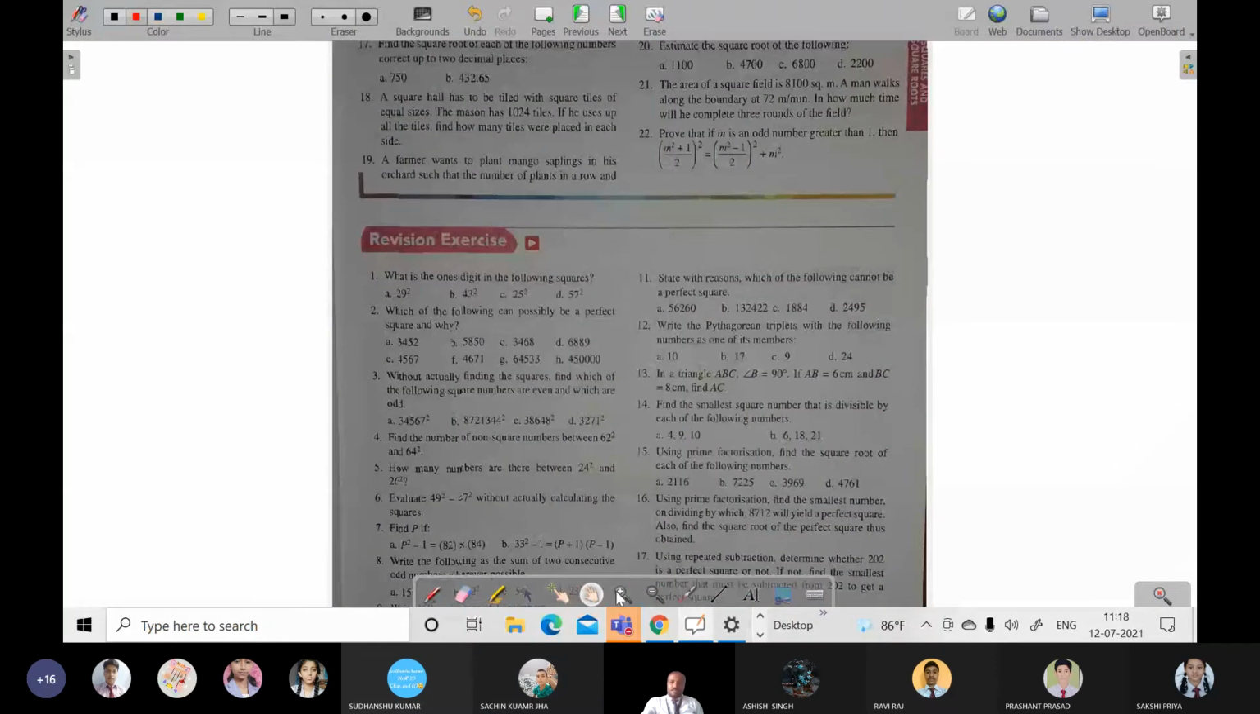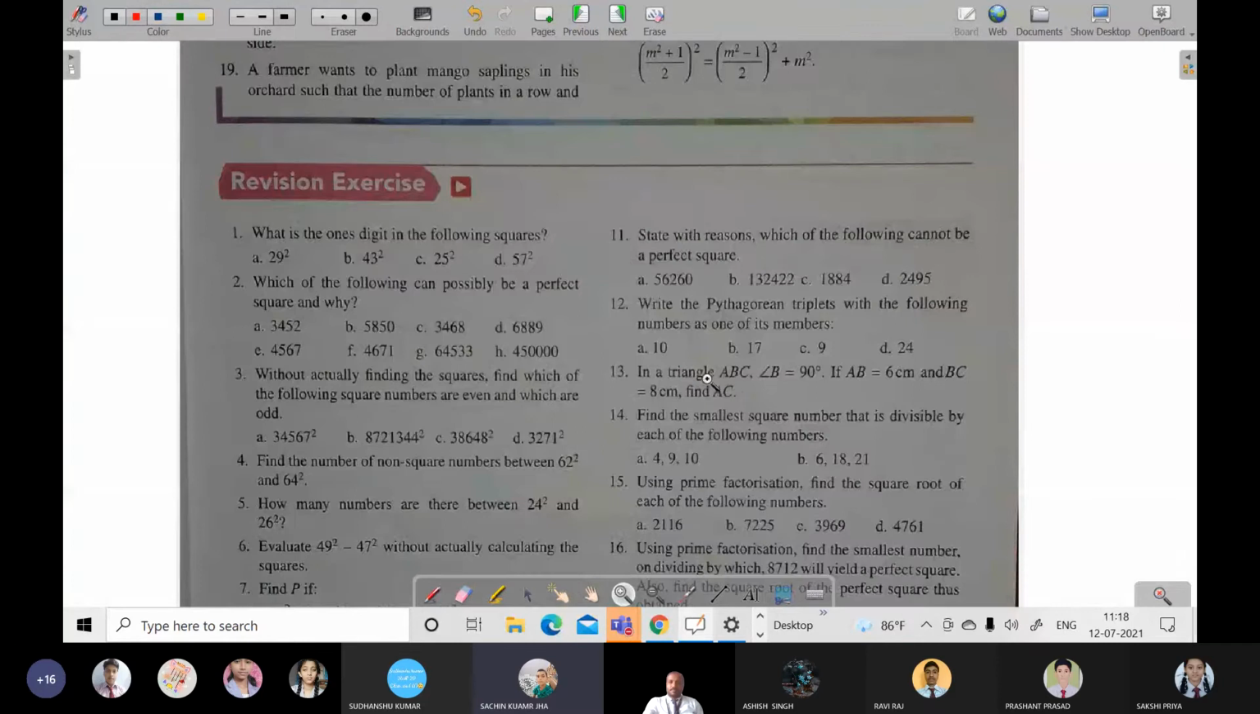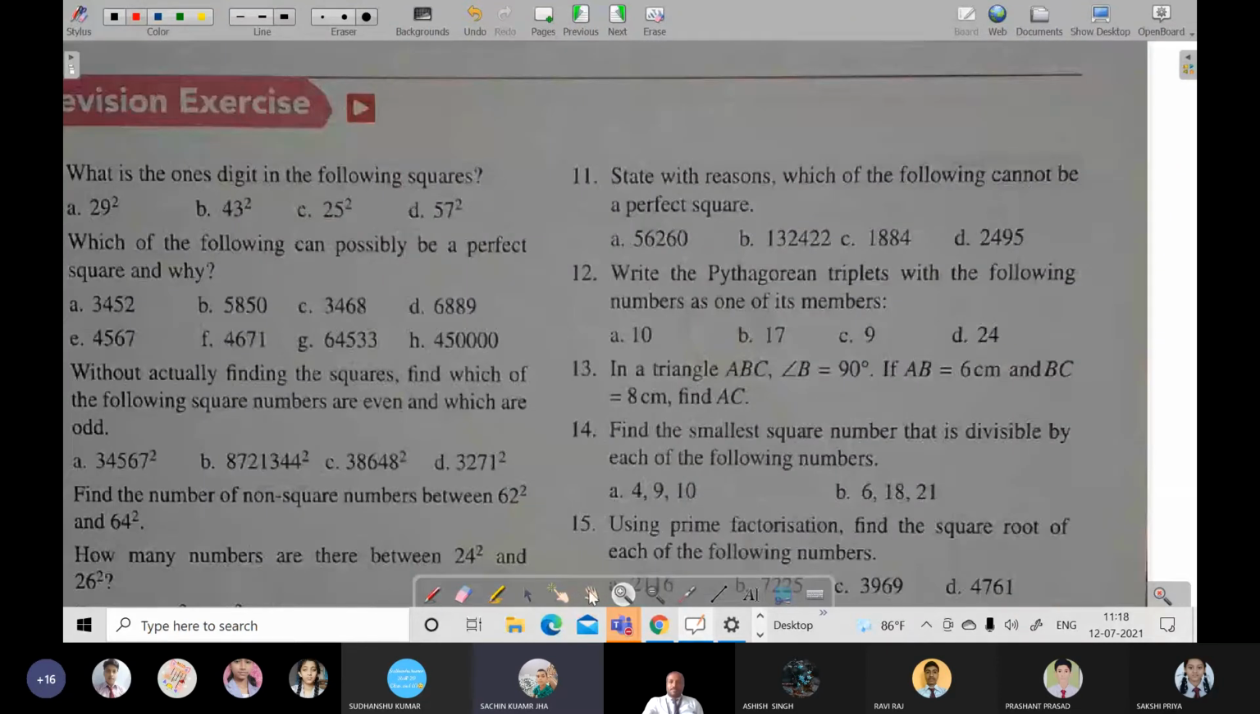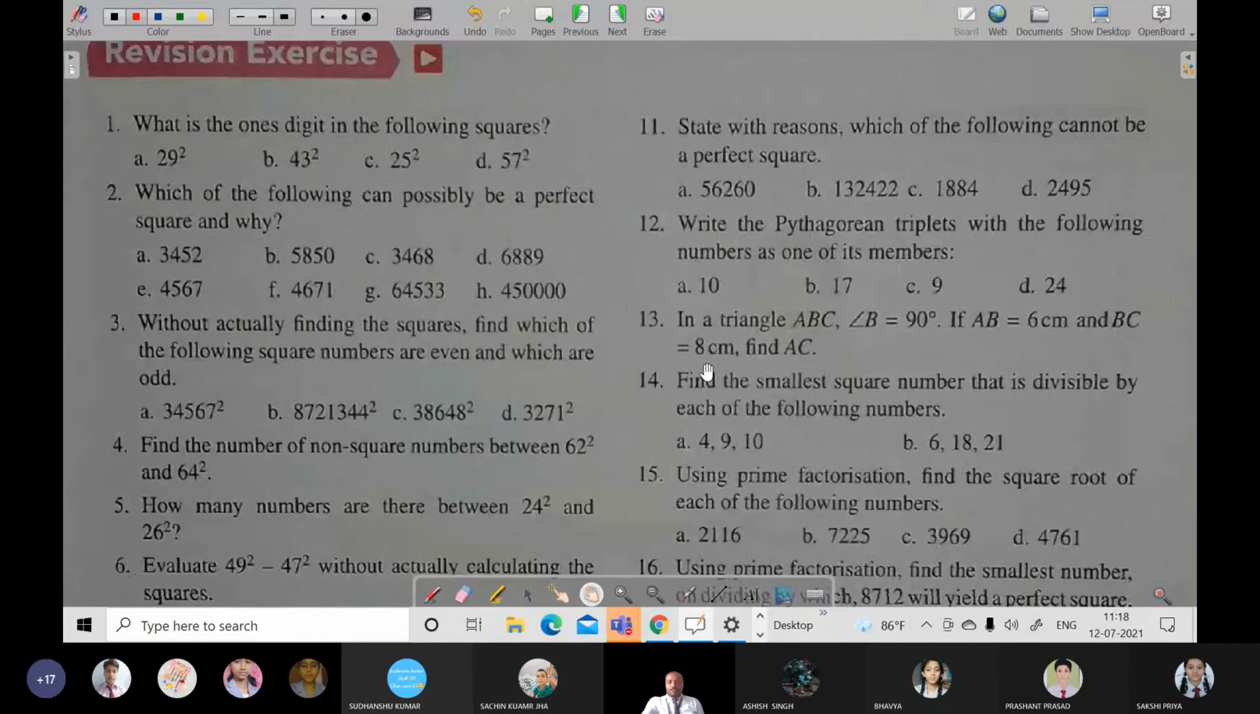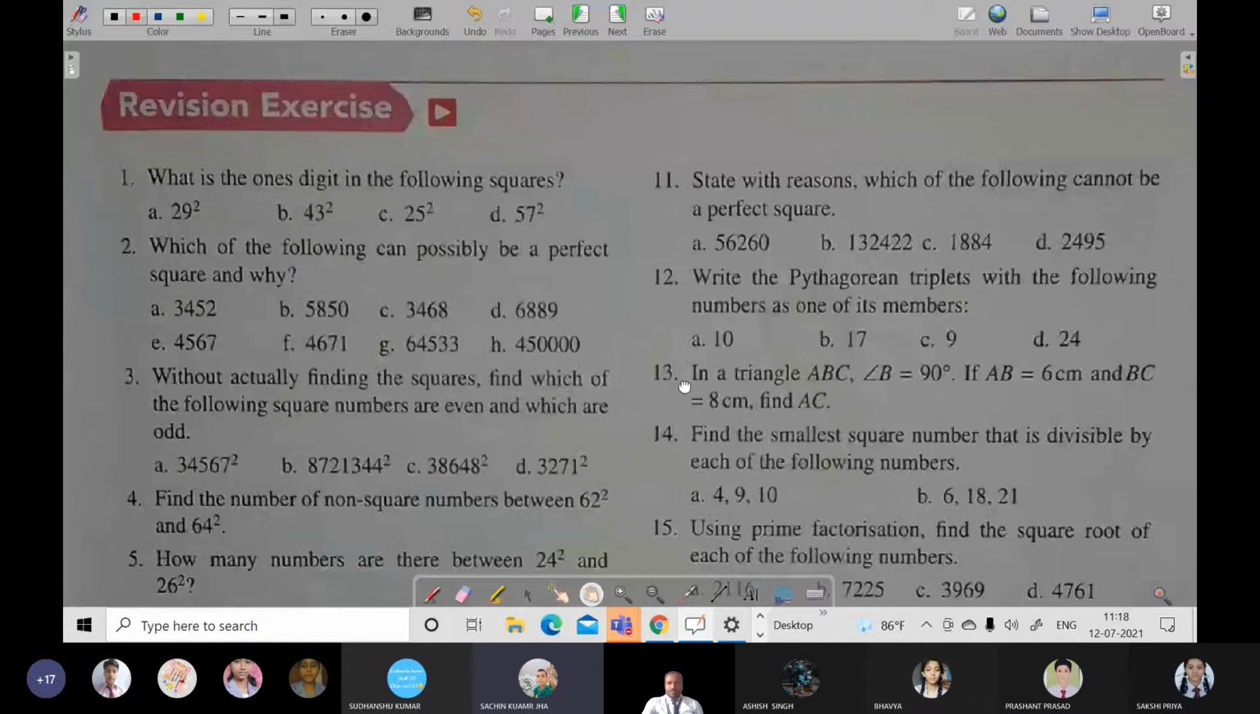Sir, I solved till 17 only. So no problem. Today you will try to complete. And if there is any doubt, you can ask me the next day. Sir, explain question 20 one time. Exercise 21, sir.